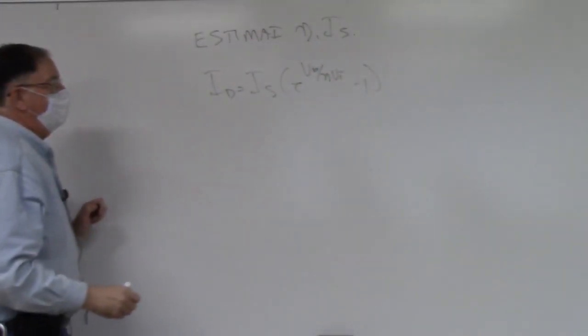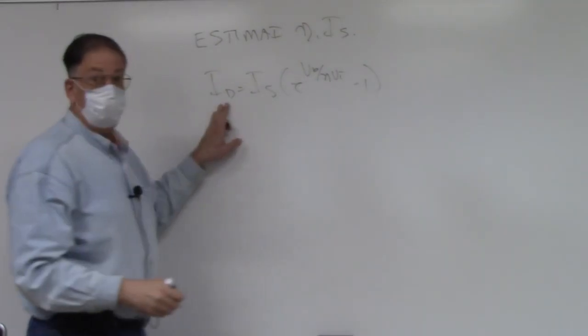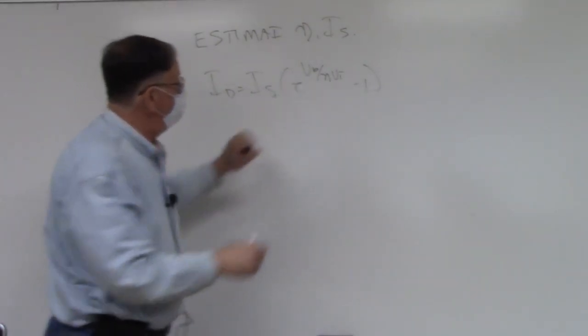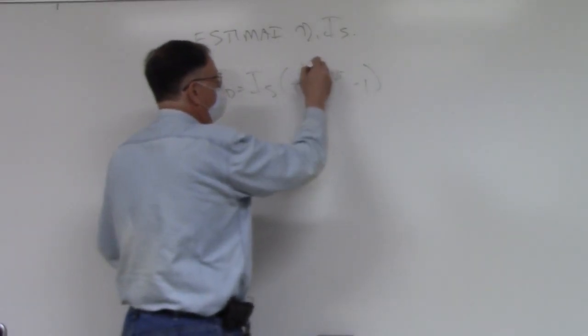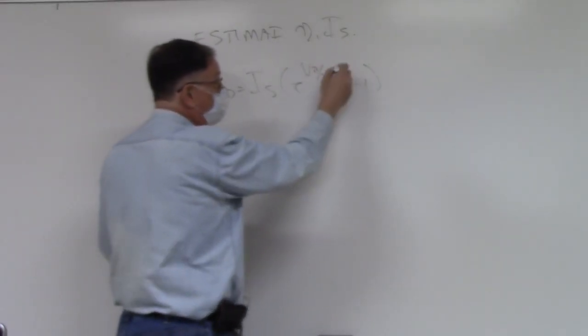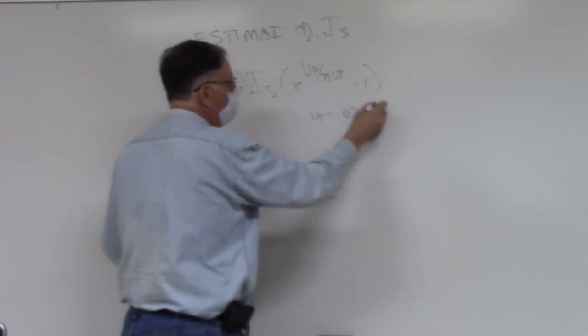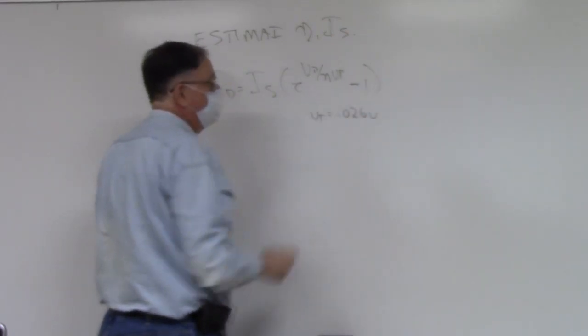Okay? And I sub d is the measured diode current. I sub s is the reverse saturation current. V sub d is the measured diode voltage. N is the emission coefficient. Vt is equal to 0.026 volts. And 1 is just 1.